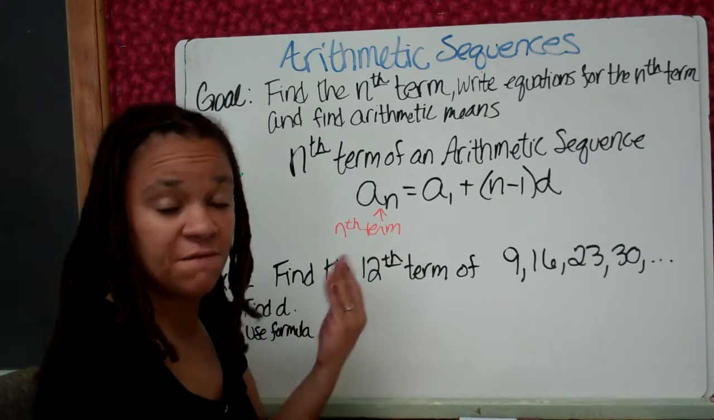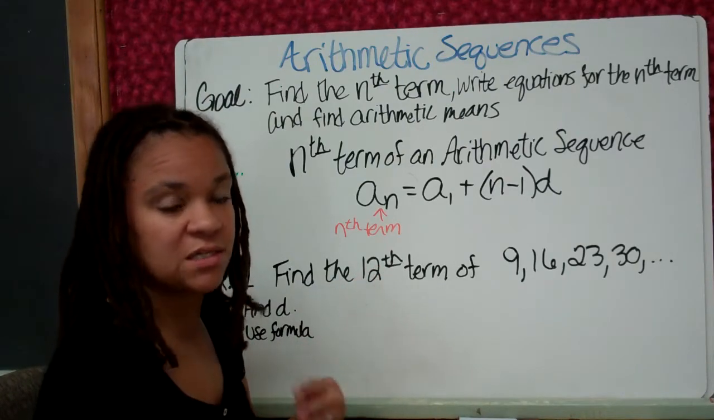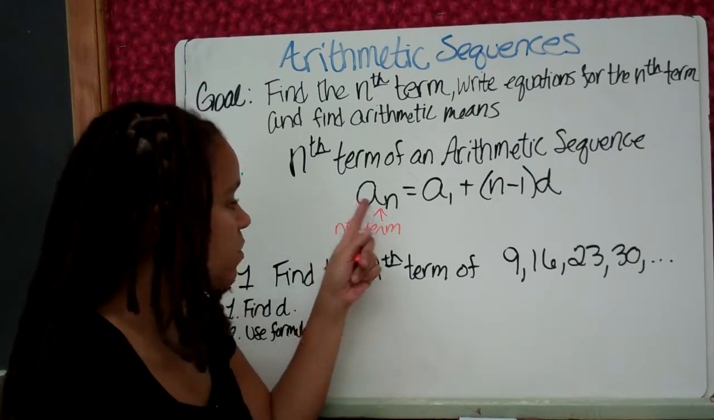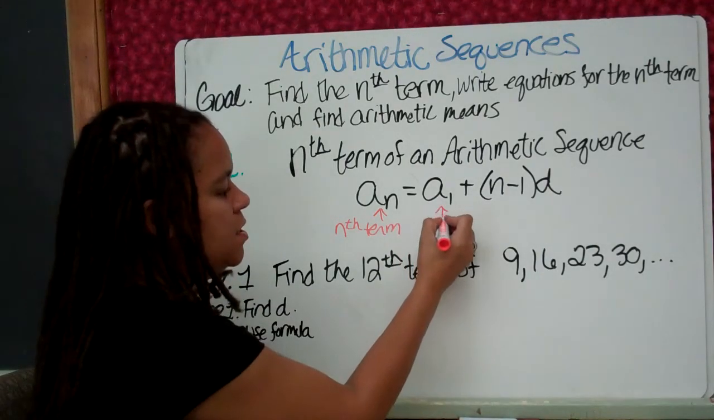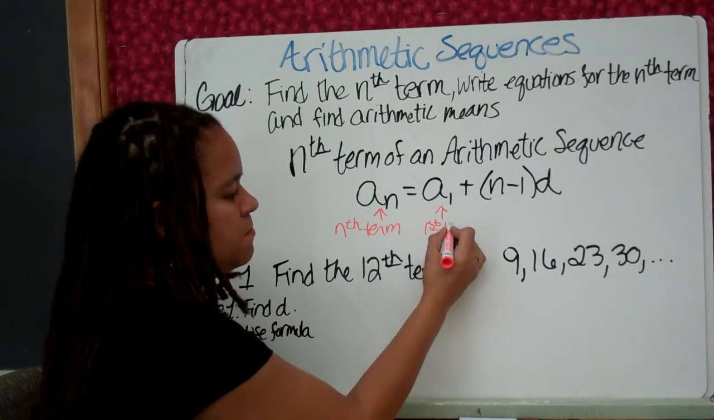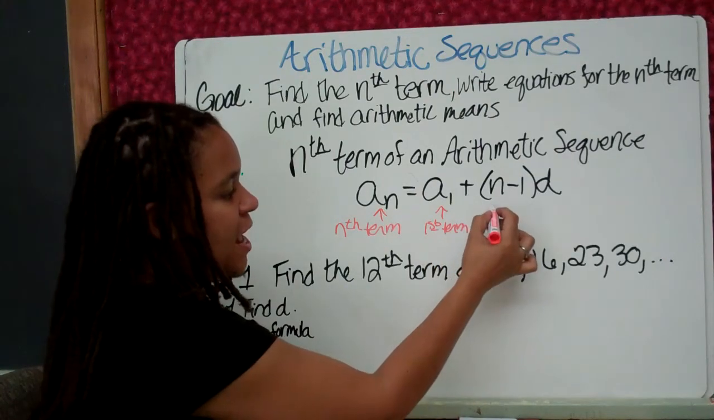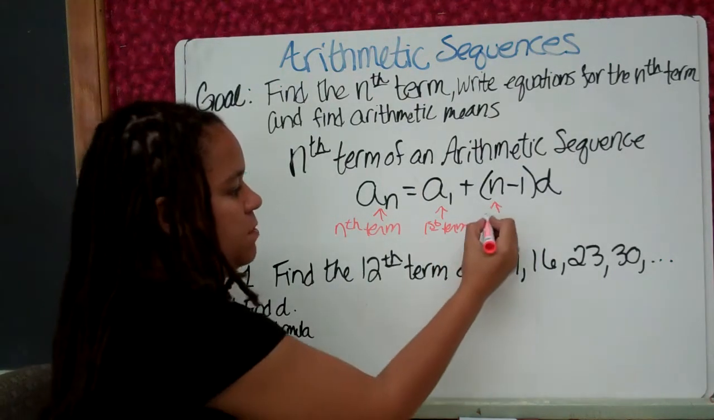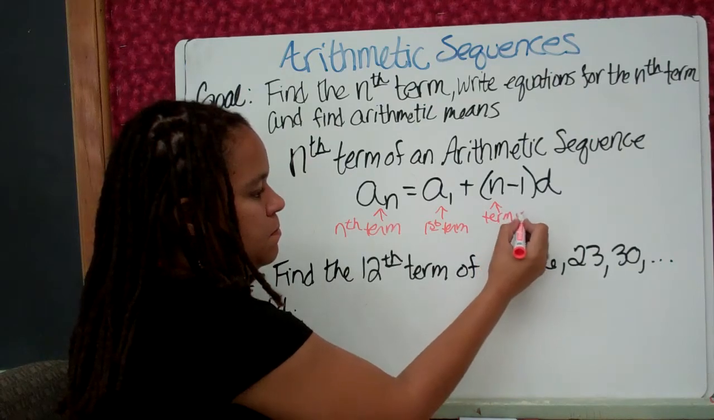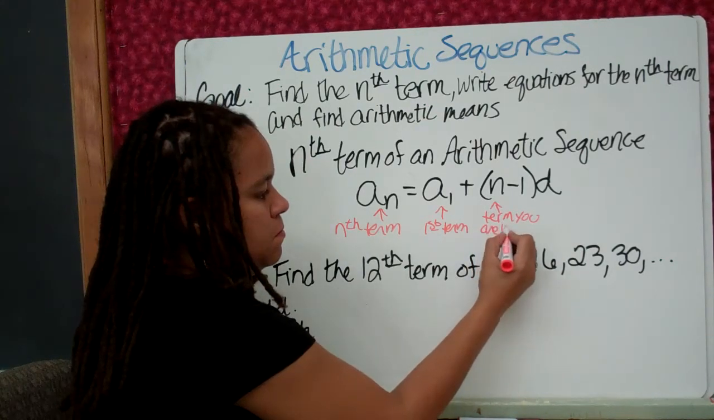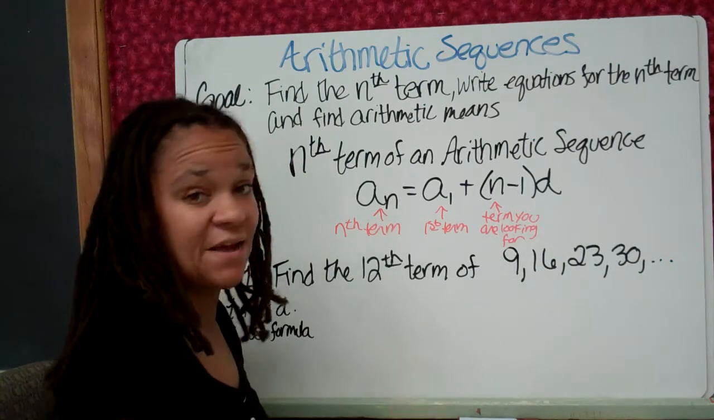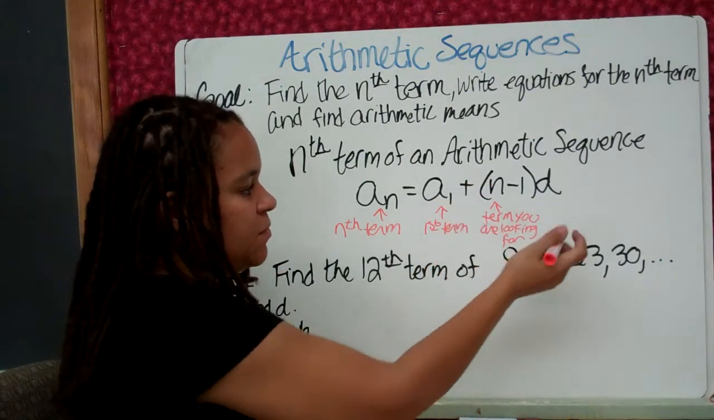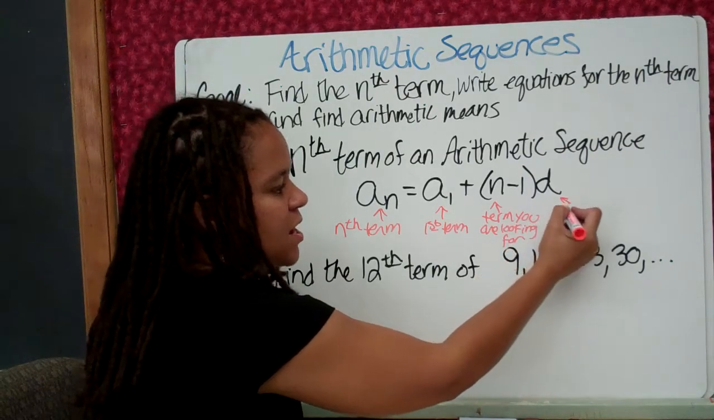That means if you're finding the fourth, this would be a sub 4 because that's the fourth term. If this were a sub 5, that's the fifth term. A sub 1 is the first term. And then n, that's the term you're looking for. So if you're looking for the seventh term, you're going to put a 7 here. And d, this is the common difference.